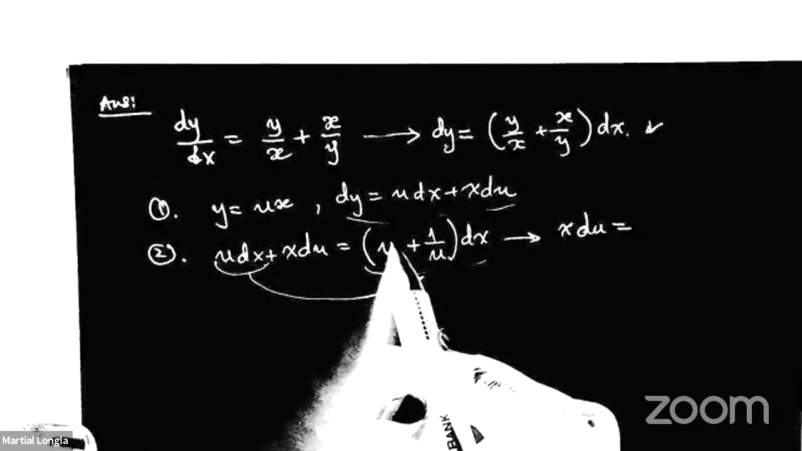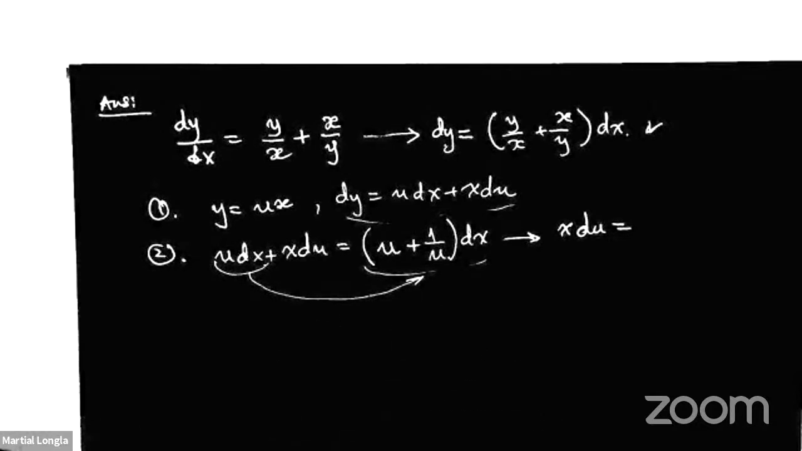Well, I have a question. Yes, sir. How do we get that u plus 1 over u? Y over x is u. Oh, okay. Now I see. And then x over y is 1 over y over x, which is u. Are we good?